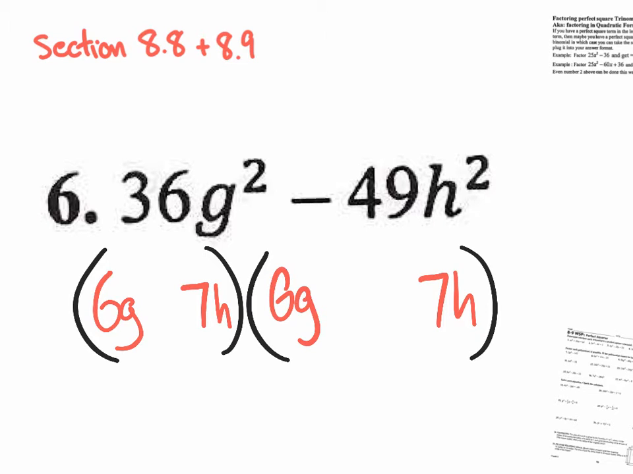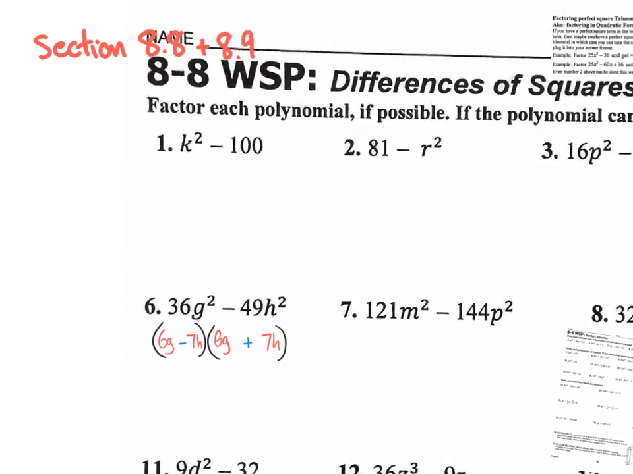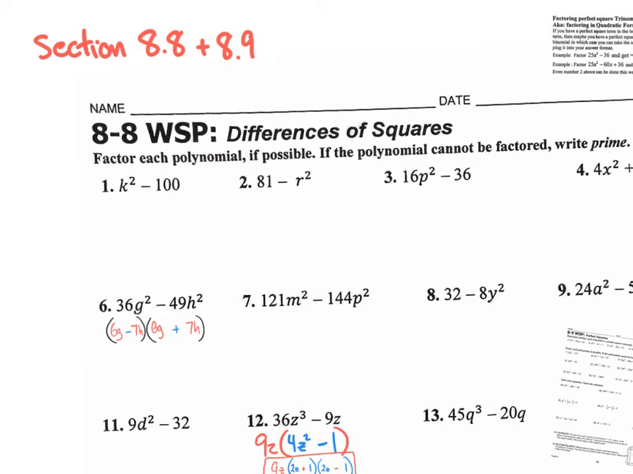So how about those signs? A negative and a positive. Or you could do a positive and a negative. Doesn't matter. As long as they're different, that's the only way to get those middle terms to cancel out. So those were perfect square binomials. And that was all on this worksheet 8.8 that we had 2 days ago.